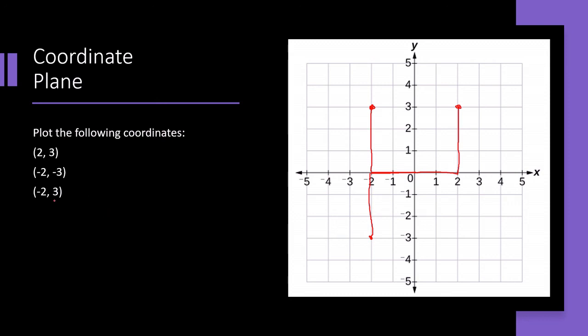Okay, so let us do one last coordinate. Now I'm going to have a positive 2 and a negative 3. So I'm going to find the positive 2 on the x-axis, which is right here, and then the negative 3 on the y-axis, which is all the way down here. So where these two meet right here, this is where this last coordinate is. Very simple to find coordinates or coordinate pairs on the coordinate plane, my friends.